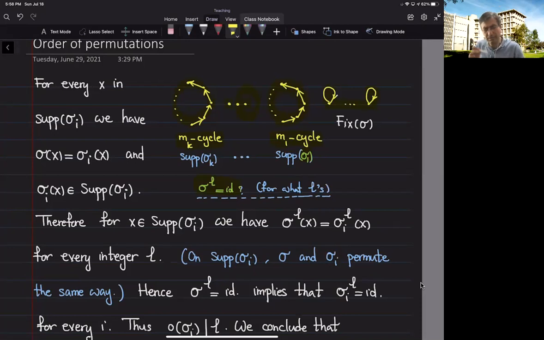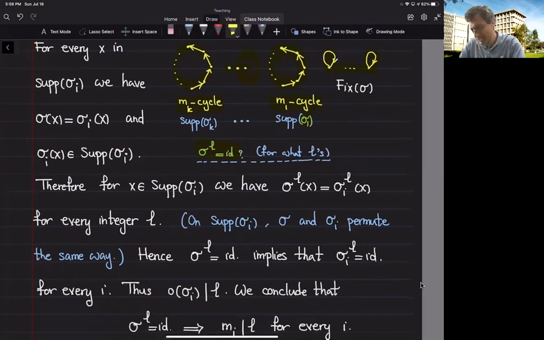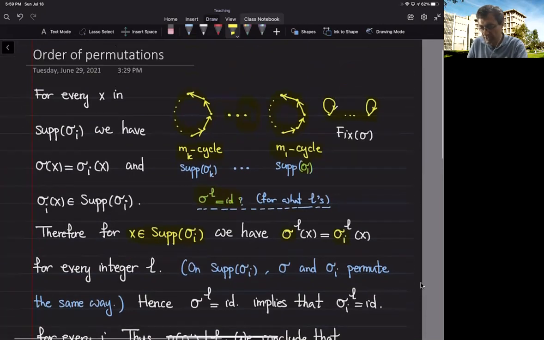Okay, but let's go over these arguments a bit slower, make it a bit more formal, and make sure that we understand what's going on. So for every x in the support of sigma i, in the ith cycle, the way that sigma is applied to x is the same as the way sigma sub i is applied to it. Because remember, when I'm in the support of sigma i, sigma of x is sigma sub i of x, and I'm not leaving this support. I'm still in the same cycle.